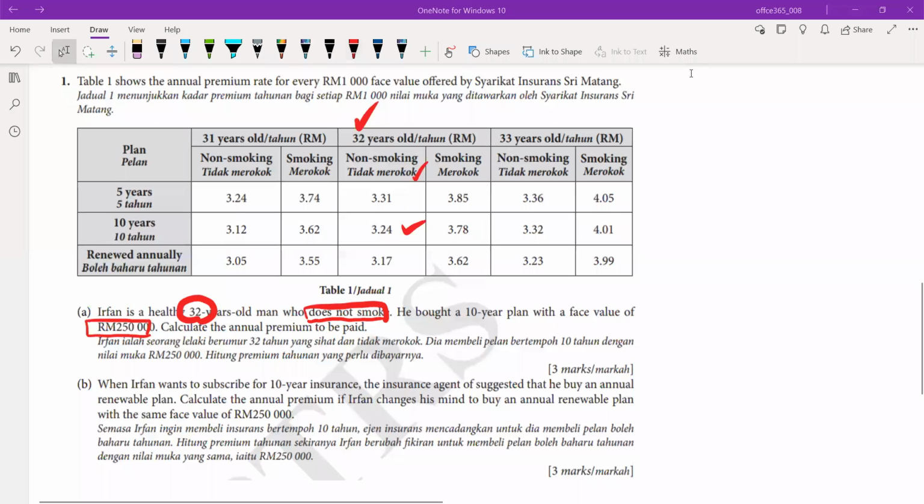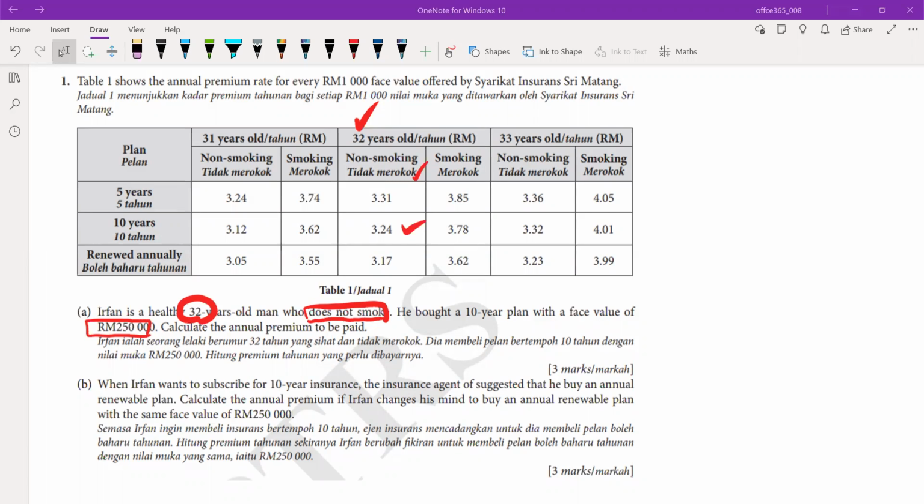Okay, so your answer will be... only Yi Ching and Enki got the answer. Who else? I saw Yi Ching 810, Enki also 810. Very good. So just take 250,000 divided by 1,000 and then times 3.24. Very good. I'm very happy that you all remember how to do this question. I worry that many students don't know how to do this question.